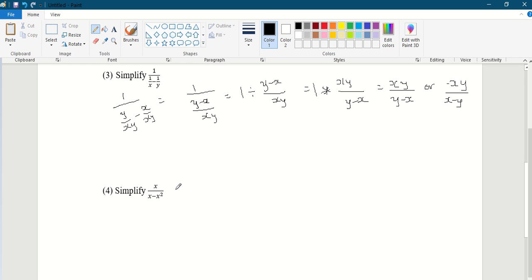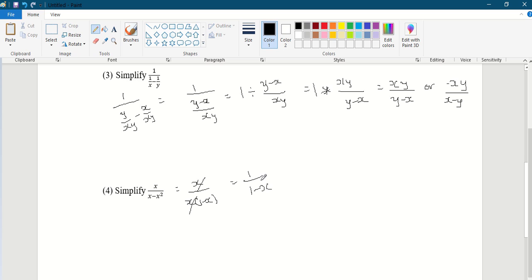Now for this one, we need to factor this. So we can factor x as it is, and in the denominator, if I factor x, I get x times 1 minus x. So I'm bringing x out. So x times what will give me x? That will be 1. Subtract x times what will give me x square, and that will be x. Now x and x reduce, so we get 1 over 1 minus x.